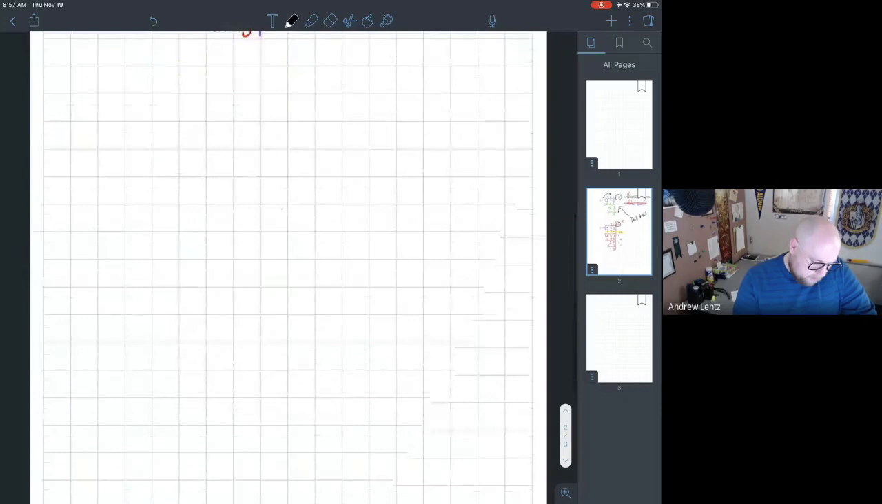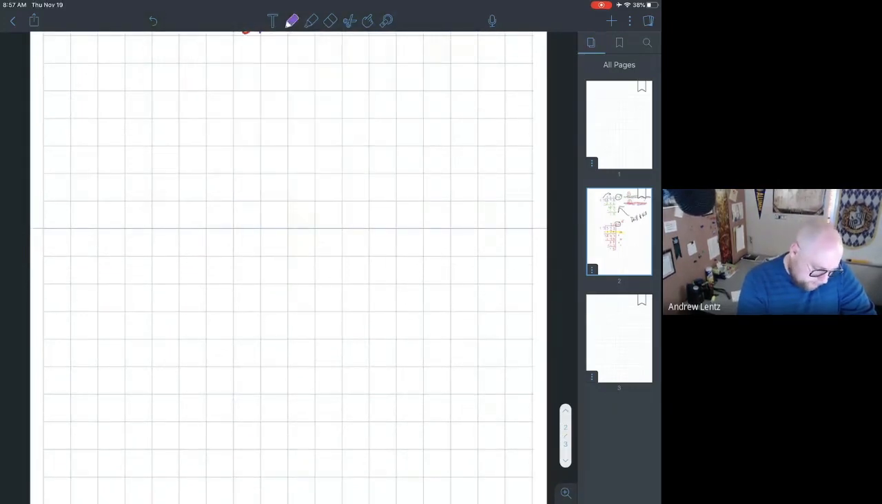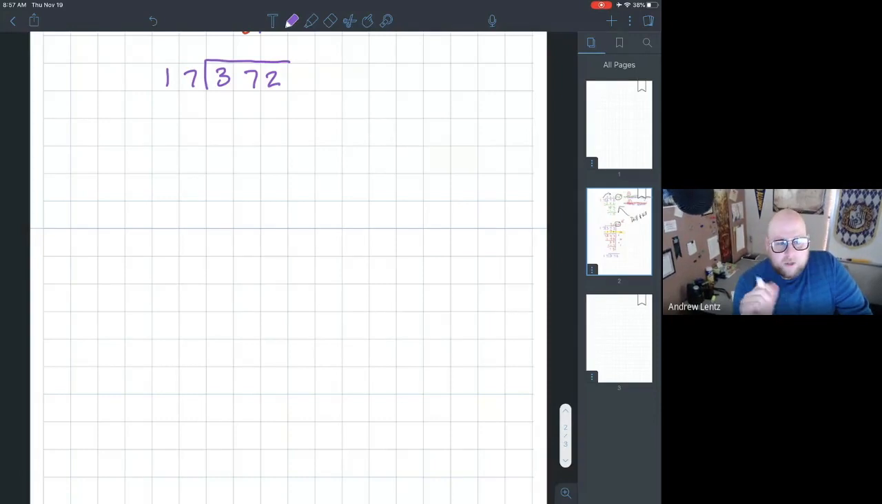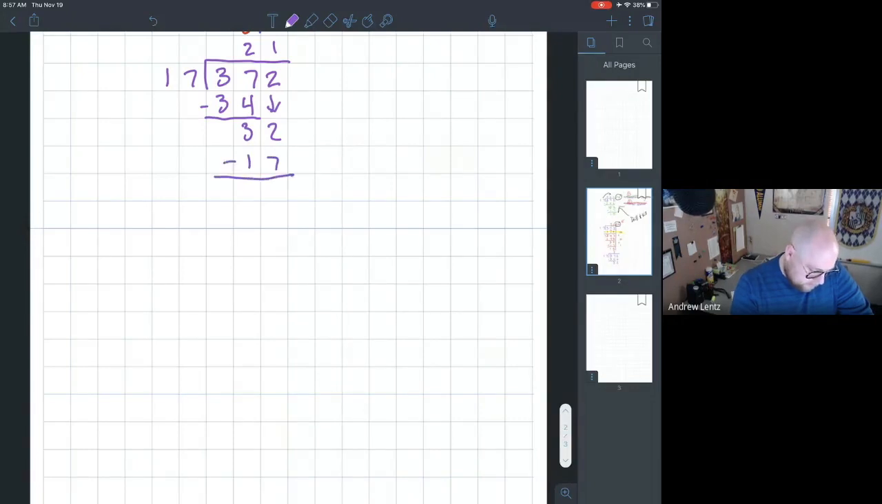372 divided by 17. All right, let's get the purple back. And I'm going to use the traditional method, and I'm going to show you how far I want you to take this problem. Okay? So 17 into 37, we already said it goes in twice. That's 34. Bring down the 2. It goes in once. 17. Remainder 15. But we're not writing remainder 15 anymore. Thank you, Zach.